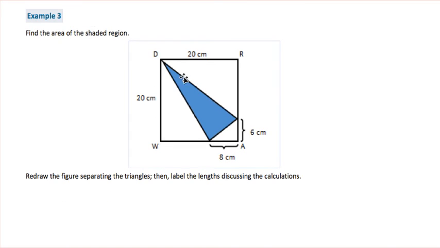Example 3 asks us to find the area of the shaded region. And they're saying that we should redraw the figure separately, separating the triangles, and then label the lengths, discussing the calculations. Hopefully you recognize this problem from lesson 19, where we had something rather similar. We had a triangle that was inscribed inside a rectangle. So what we're going to do is find the area of the whole rectangle, which is 20 by 20. So this particular rectangle is a square.